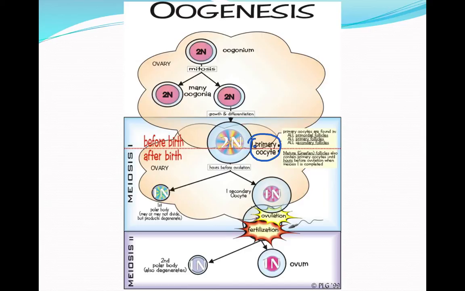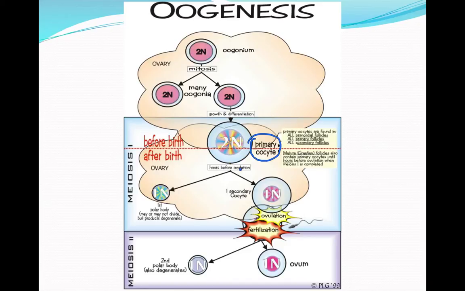They will halt during meiosis 1 in prophase. Prophase is a time when the chromosomes come together. The maternal and the paternal chromosomes will find their same chromosome partner and they'll begin an event called crossing over.